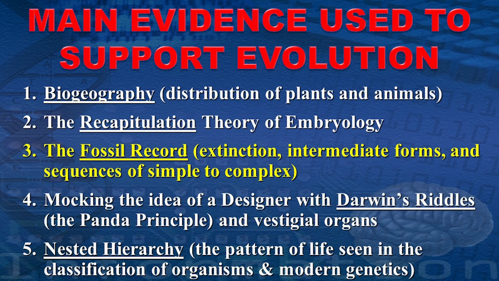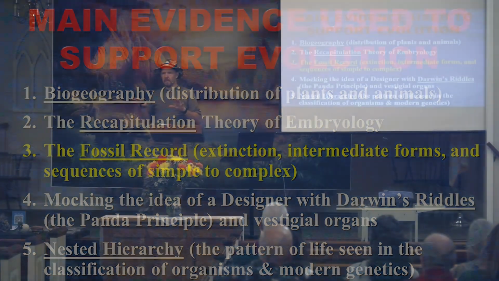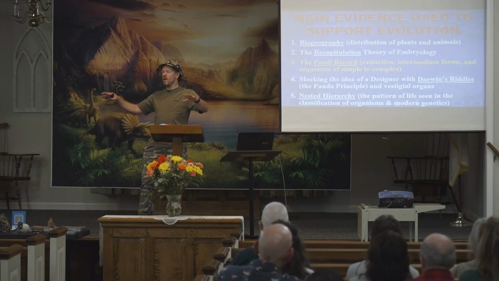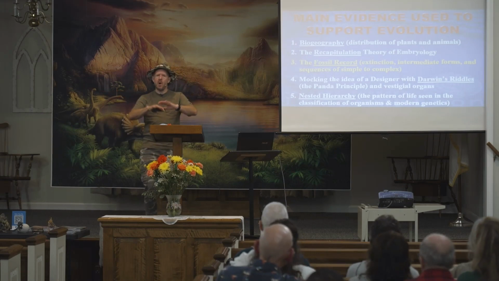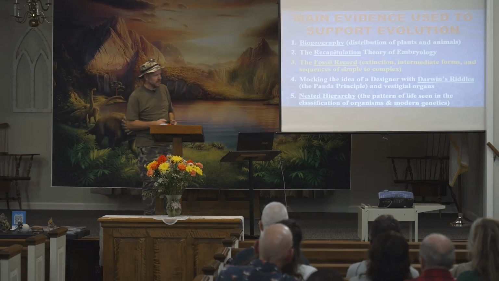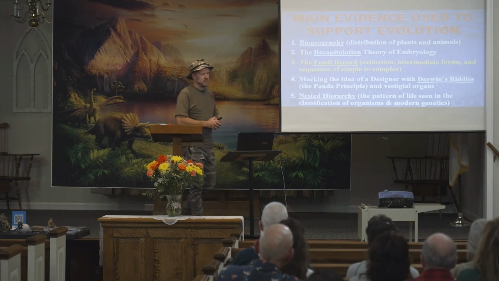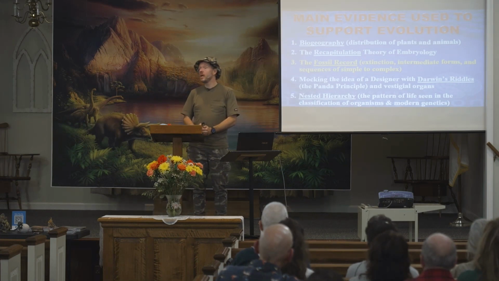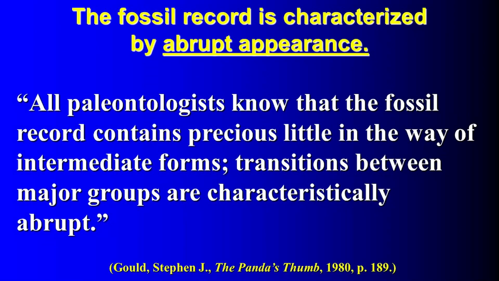But what I want to do is take a big step back. Let's look at the broad view of all the fossils we see in all our fossil archives and all the different museums and different collections. And I want to give you some really big general observations about the fossil record. Number one, the fossil record is characterized by abrupt appearance. And I'm going to support these assertions all with quotes from evolutionists. And for every one I give, I could probably give another 20 or 30 of them. These really aren't in dispute amongst, for example, paleontologists.